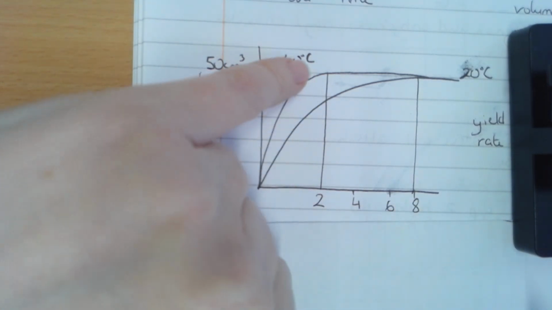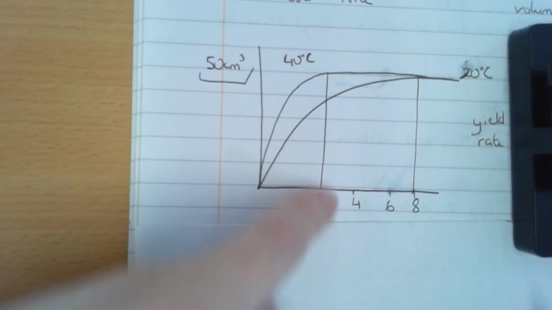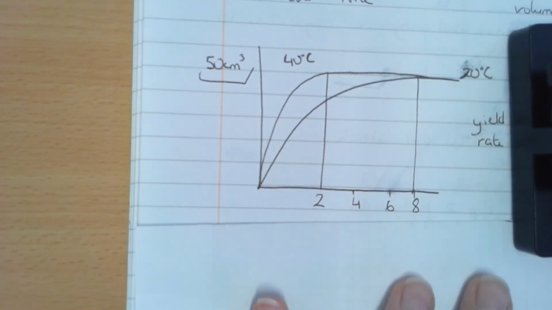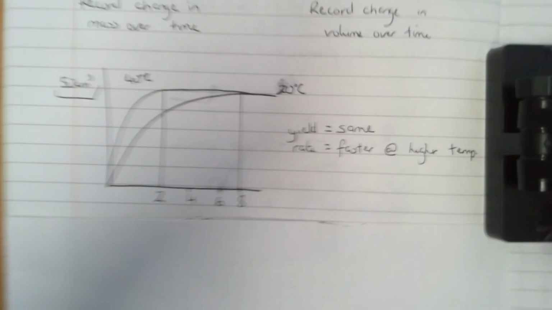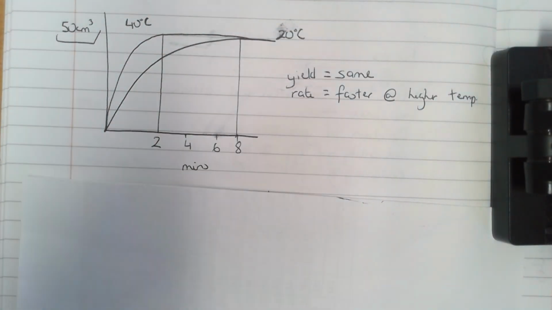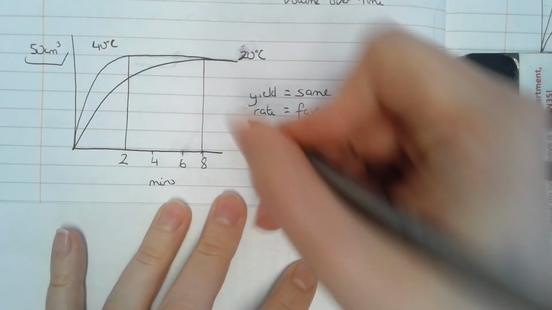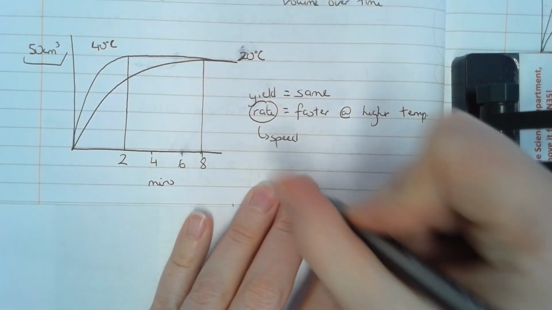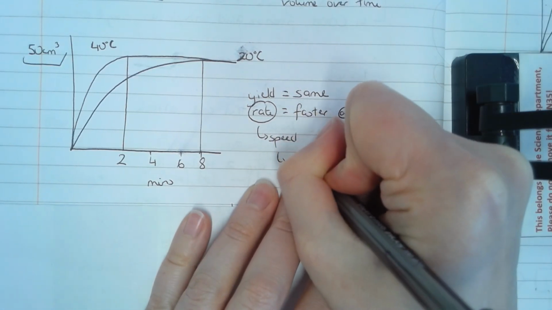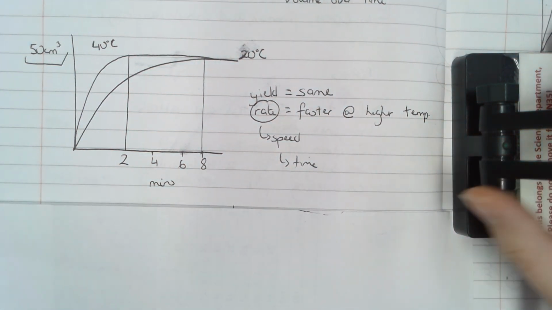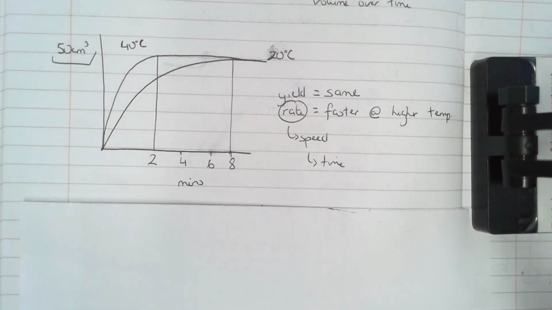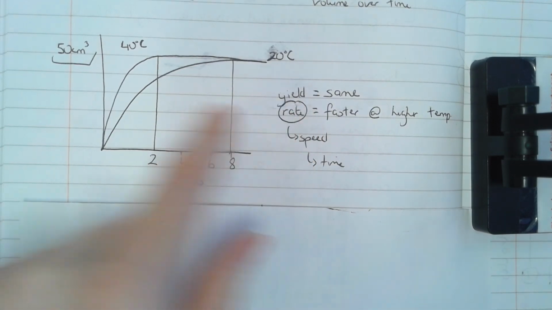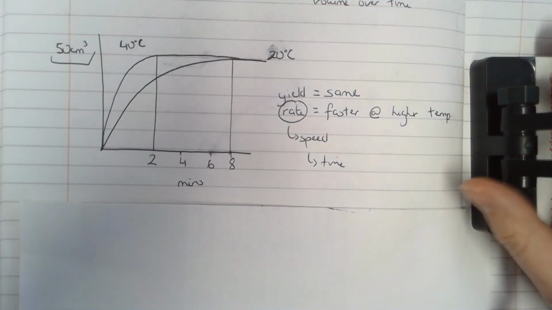Okay, but you can see here that I'm able to hit 50 centimeters cubed after 2 minutes at 40 degrees, whereas it takes 8 minutes to get there at 20 degrees. So I can say the yield is the same, but the rate is faster at a higher temperature. So anytime we're talking about rate, we are talking about speed. And if you're talking about speed, you need to reference time. So think about it, meters per second or miles per hour. You're always referencing time when you're talking about a speed. And it's the same with rate. When we're explaining why the rate is quicker, we need to reference time.